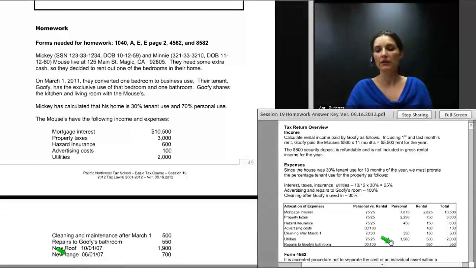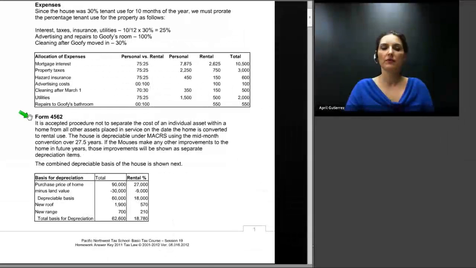And then finally, we have the repairs to Goofy's room. Those are 100% allocable to their tenant, so all $500 will carry to the Schedule E. The next item in line that we need to consider is the Form 4562. It is accepted procedure not to separate the cost of an individual asset within a home from other assets placed in service on the date the home is converted to rental use.